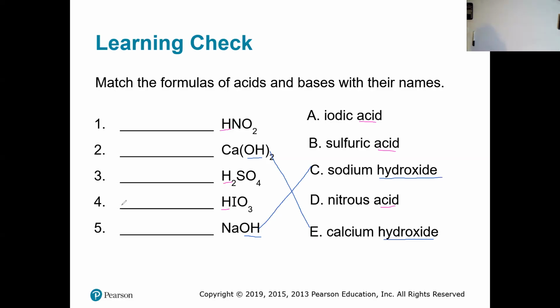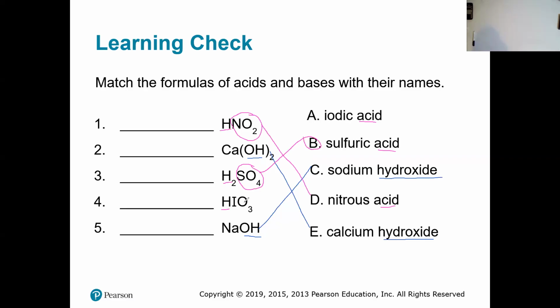For our acids, we're going to be recognizing the polyatomic ions. The NO2 is the nitrite ion, and if we change the ITE ending to OUS, this is going to be nitrous acid. With our H2SO4, we have the SO4 polyatomic ion, the sulfate ion. We're going to change that ATE ending to IC. So this is going to be sulfuric acid.